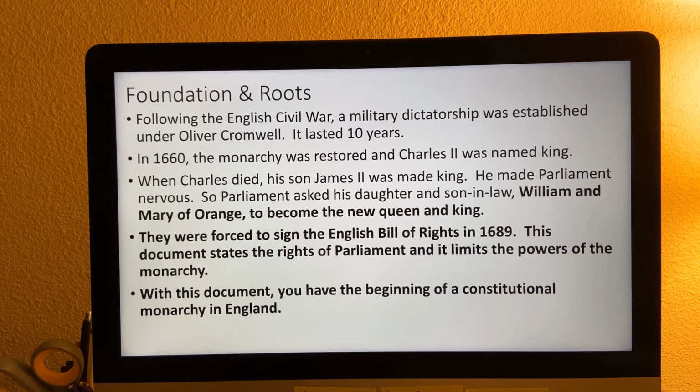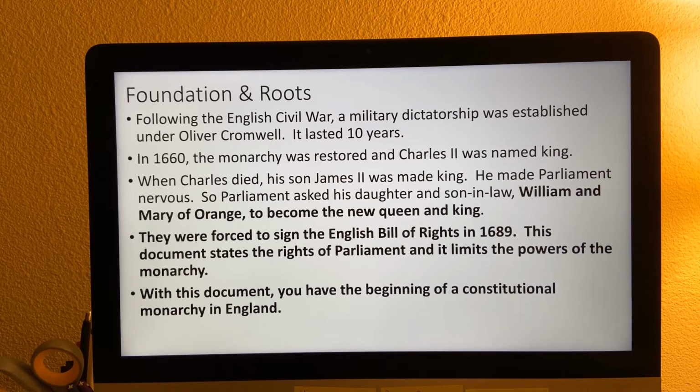So Parliament withdraws their support from James, and they consult with his daughter Mary and her husband William of Orange, and they ask them if they would like to be the king and queen of England, and they accept. And so before they are allowed to become the king and queen, Parliament forces them to sign the English Bill of Rights. And this happens in 1689.